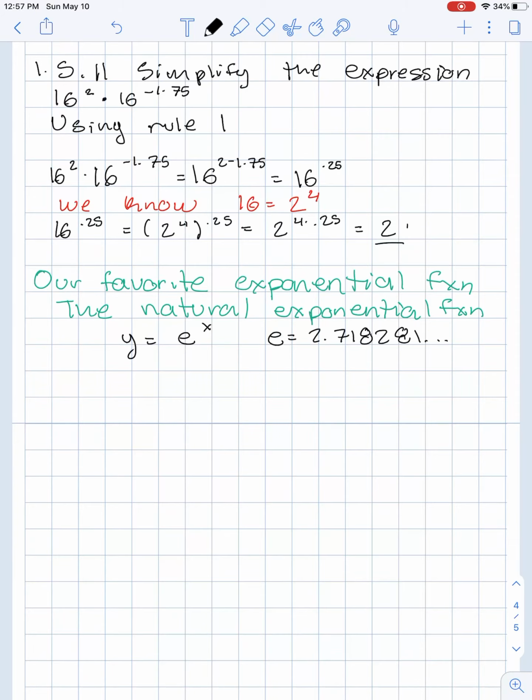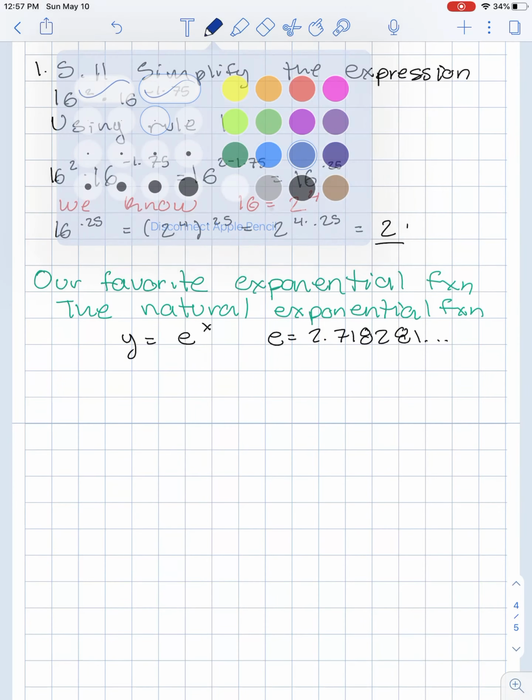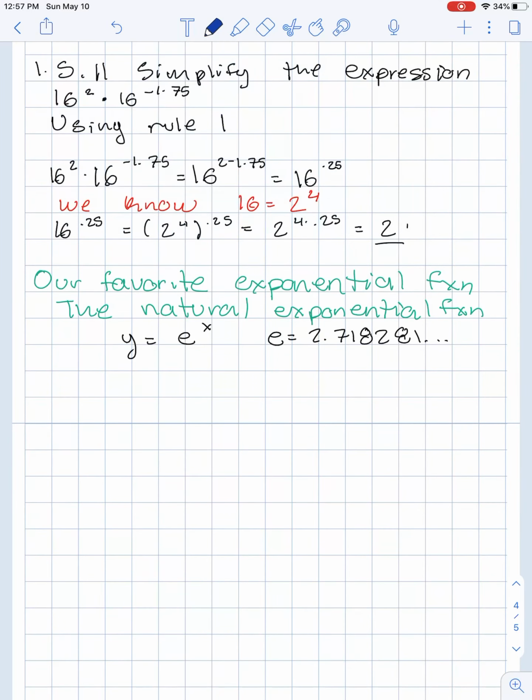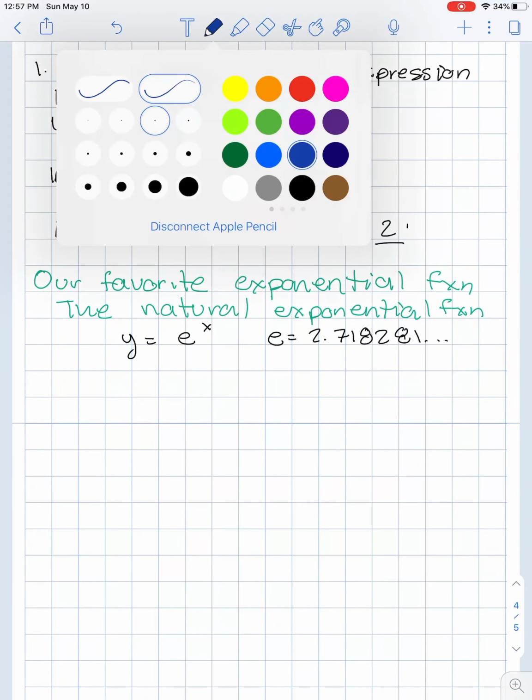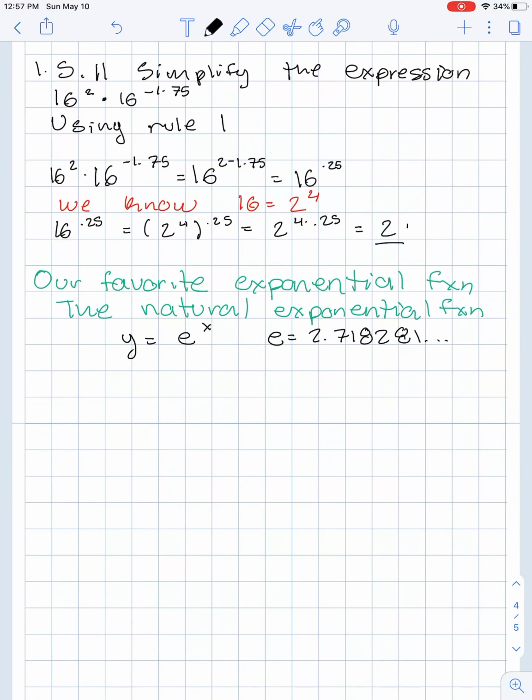So then, why is E so important and what do we like about it? If I draw you a rough graph of E, then when it crosses the x-axis, the slope is actually going to be 1.